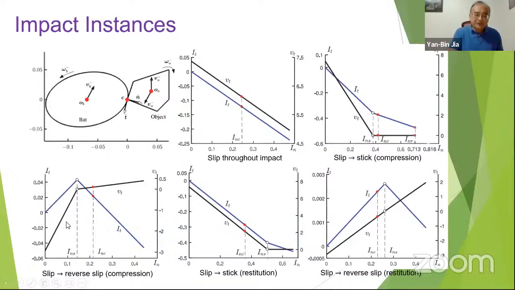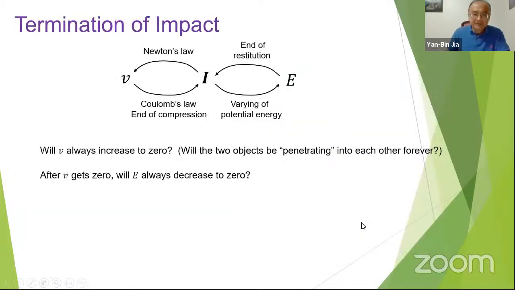You can also prove the other mode: after slip, the velocity becomes 0. If it does not stick, then it has to slip, but the slip will have to happen in the reverse direction. So that's the reverse slip. It either happens during compression here, or, in the last scenario, during the restitution.